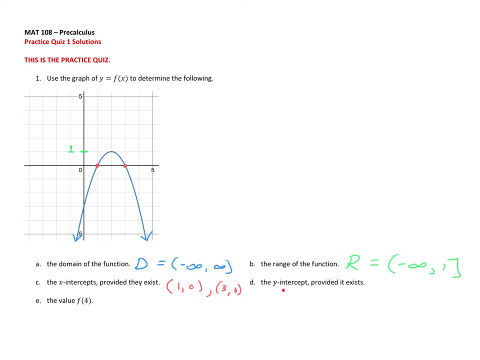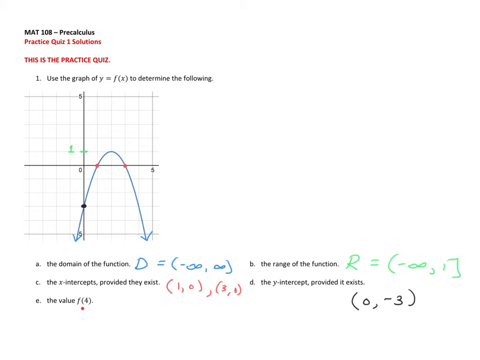Part D says, what about the y-intercept, provided that it exists? That's where the graph crosses the y-axis, and that's the spot right here. So right here is the y-intercept. The x value there is 0, but the y value looks like it's -3.